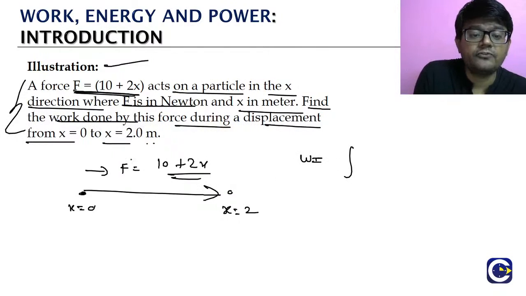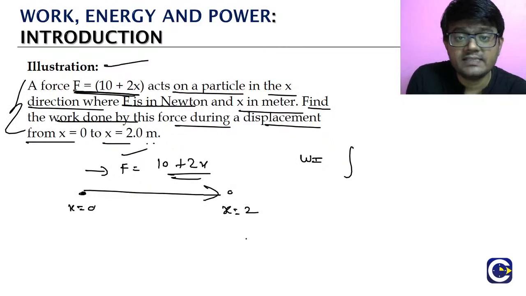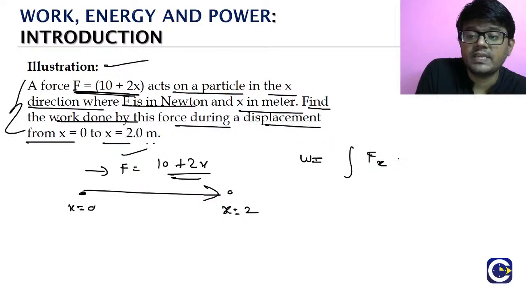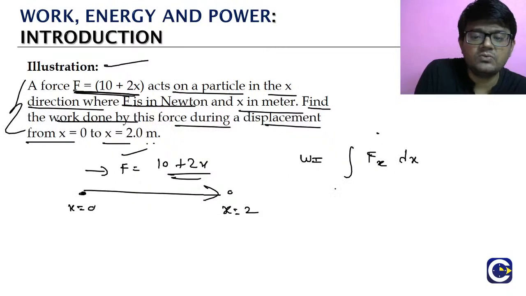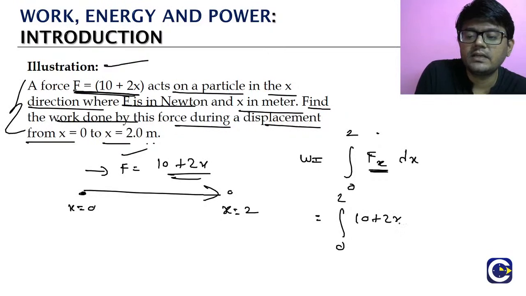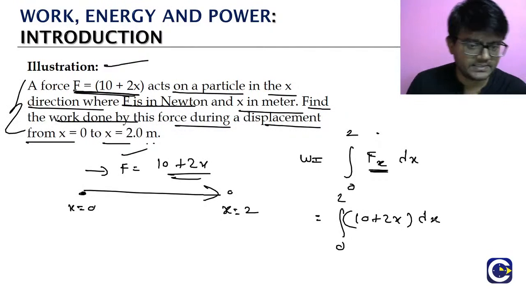So here we have the force x component, and the displacement is happening only along the x direction, right? So look at this, we can do it like this. Remember, integral Fx dx. Force will have only one component, which is the x component. Okay, so how do the limits come? The x value will be changing from 0 to 2. So from 0 to 2, what is the force x component? 10 plus 2x into dx.